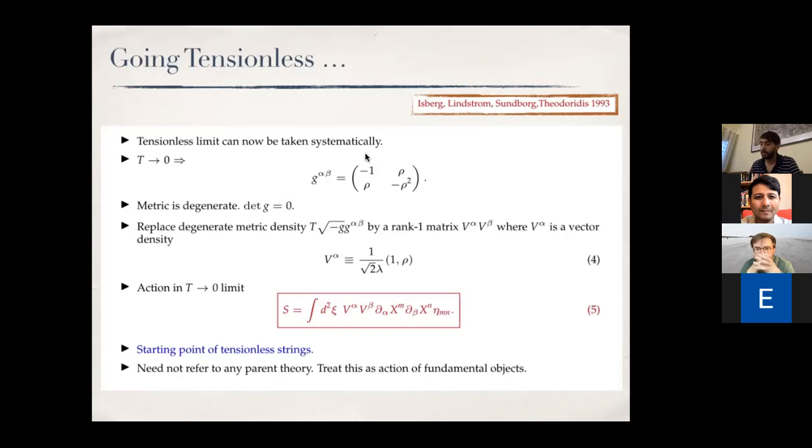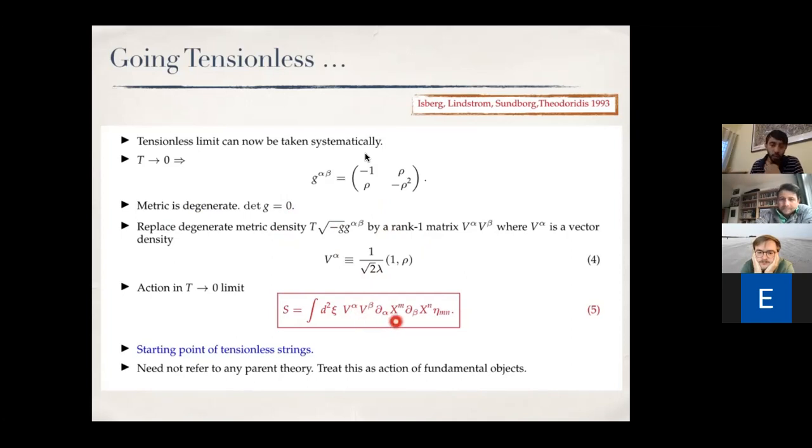So what we do is we replace this degenerate metric density by V alpha, V beta, where V alphas are now vector densities. And in this formulation, these V alphas are identified. In the t goes to 0 limit, the action now reduces to what is usually called the ISLT action, and this is given by the V alphas.